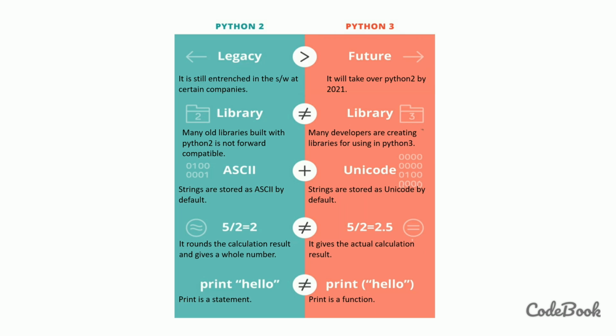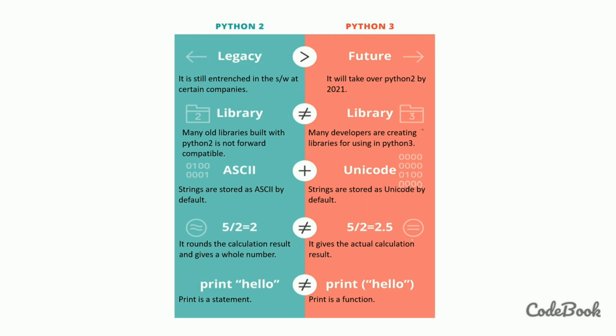Python 3 was released on 3rd December 2008, but Python 2 is still entrenched in the software at certain companies. The reason behind this is that Python 3 is not backward compatible. That means the code and programs written in Python 2 are not supportable in Python 3, and that's why companies have been updating their software to make them interpretable in Python 3.